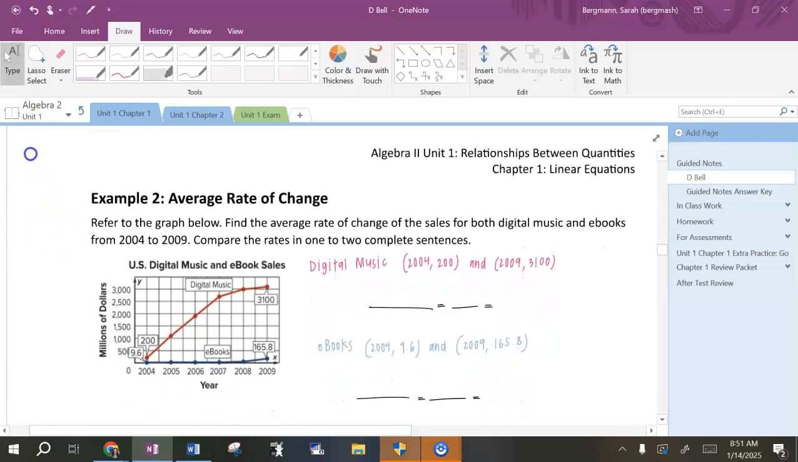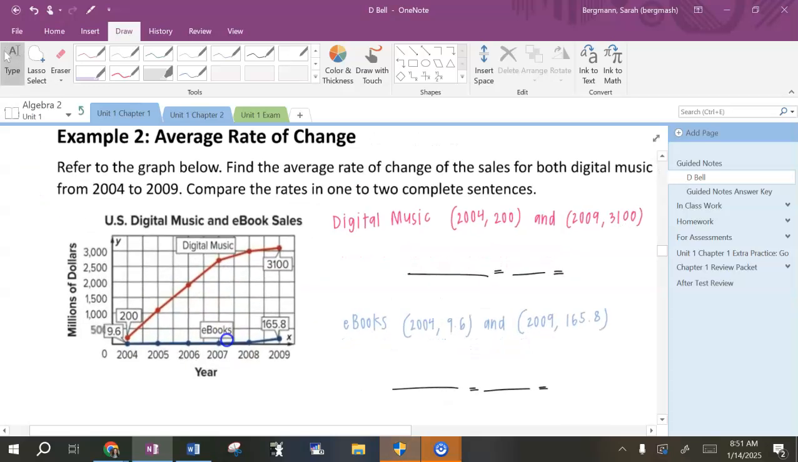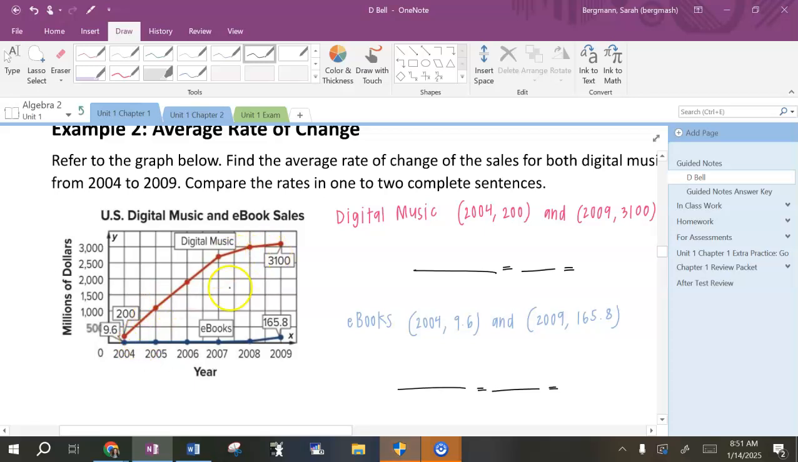Now let's try to find an average rate of change when it's not a constant slope. You'll notice that these two graphs, the red and the blue, neither of them are straight lines. Only straight lines have a constant slope. So if it doesn't have a constant slope, they'll have to tell you what 2 points to use. Here they told us to use the points from 2004 to 2009. So I'm going to find 2004 on my graph and 2009 on my graph.